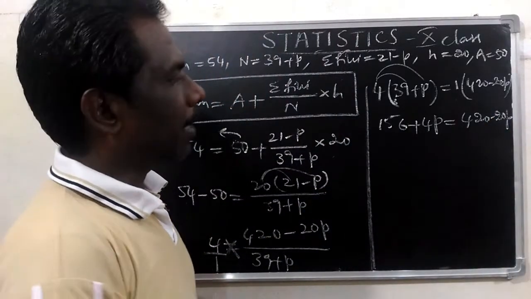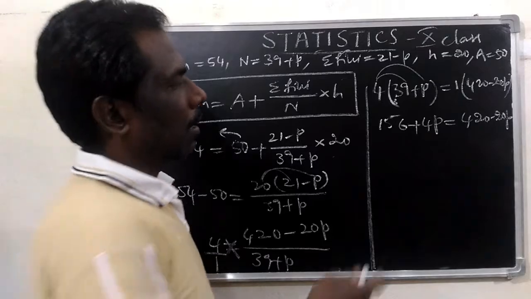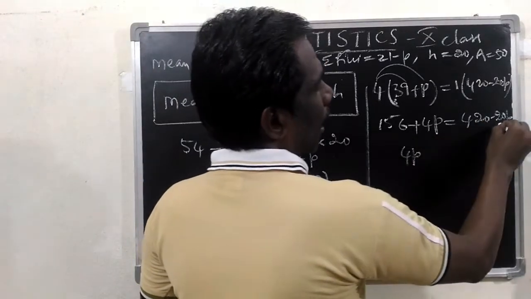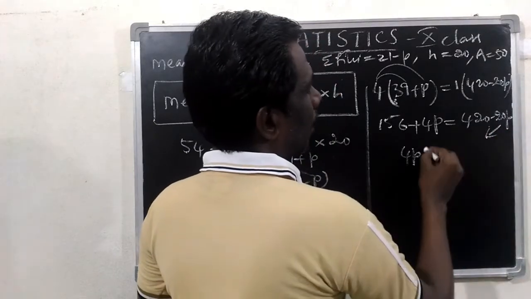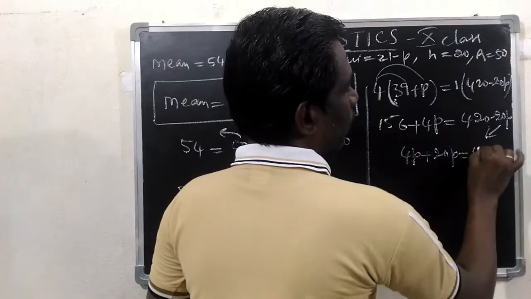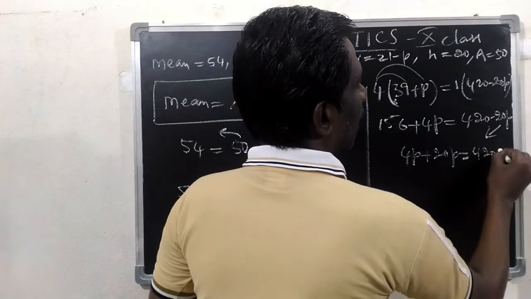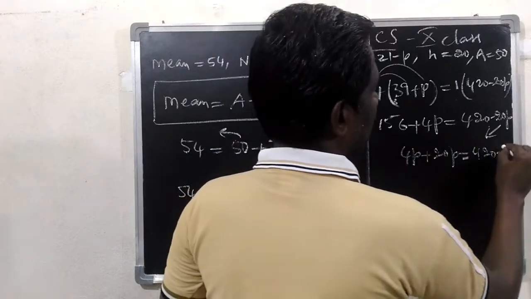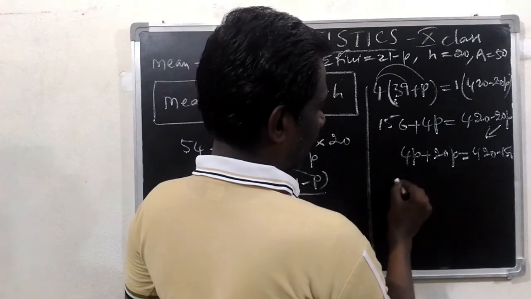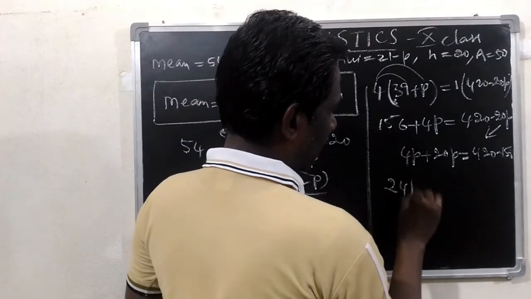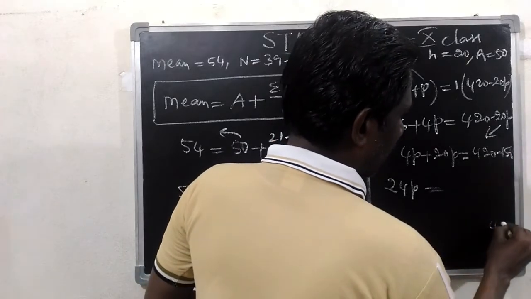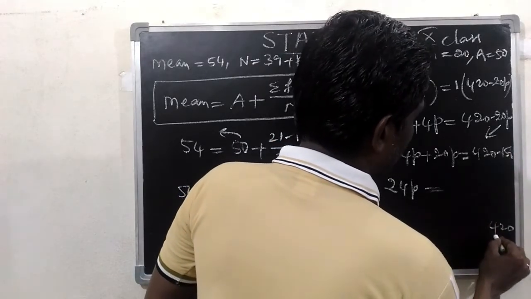And now separate the similar terms. Write this 4p as it is, and minus 20p becomes plus 20p is equals to 420 minus 156. 156. And if we add these two, we get 24p is equals to, subtract it. So 420 minus 156.